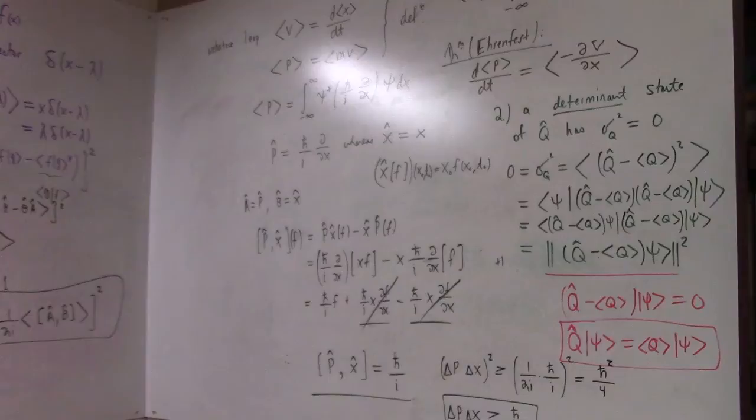What that means, right? Because remember we just said last class that a determinate state has uncertainty 0. So let's extract some linear algebra from this. What this says is that you cannot find a simultaneous eigenstate. You can't find an eigenstate which is both an eigenstate of the position operator and the momentum operator at the same time.